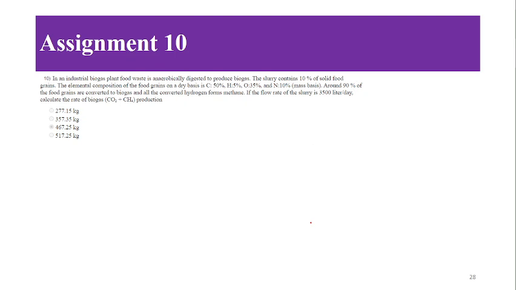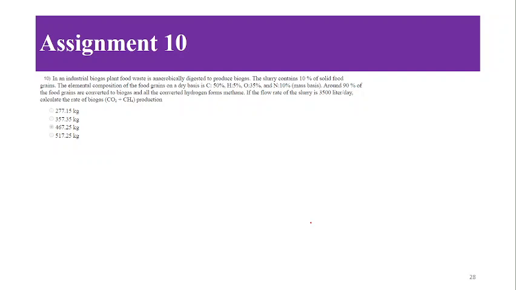Next question in the assignment 10. In an industrial biogas plant, food waste is anaerobically digested to produce biogas. The slurry contains 10% of solid food grains. The elemental composition of the food grains on a dry basis is C 50%, H 5%, O 35%, and N 10% mass basis. Around 90% of the food grains are converted to biogas, and all the converted hydrogen forms methane. If the flow rate of the slurry is 3500 liter per day, calculate the rate of biogas.